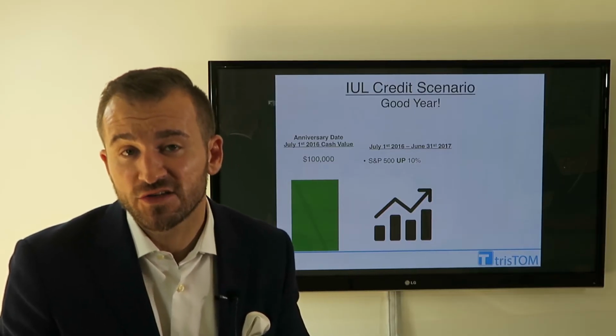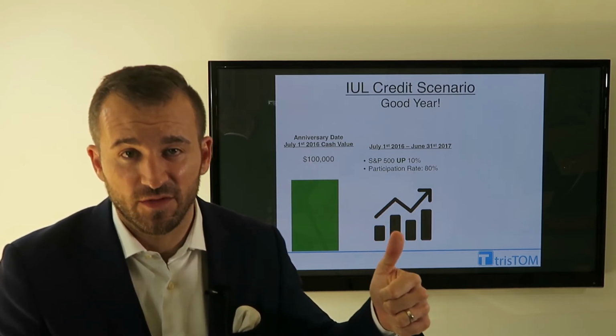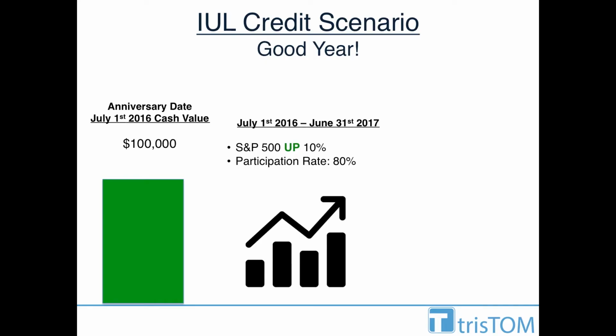Now we got to focus on the terminology that we had discussed. One, we got to look at that participation rate of the policy. In this case, we're saying that the participation rate is 80%. We look at the cap credit, and we see that the cap credit is 10%, and the floor credit is 0.